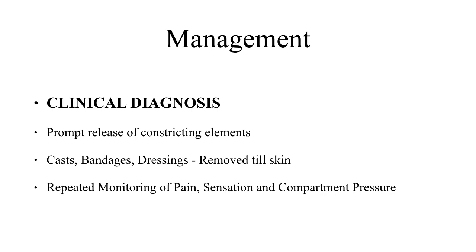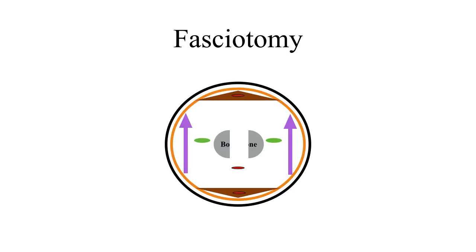And the word which you have to remember in surgical management of compartment syndrome is fasciotomy. Now, what is fasciotomy? As we have seen in our previous picture, this is the compartment with the fractured bone and collapsed arteries, nerves, and muscles with increased pressure within the compartment. Fasciotomy is you are opening up the fascia.